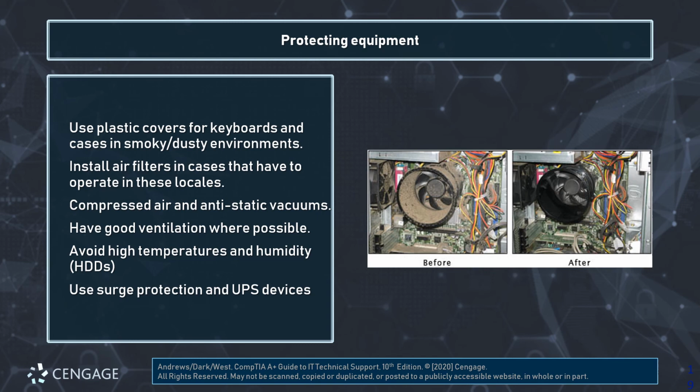A lot of times in warehouses and things like that, you'll see these little pop-up offices, usually just plexiglass and plyboard bolted up in order to provide an enclosed space in which dust is unlikely to penetrate, at least not with the same level of density. Compressed air and anti-static vacuums are very useful.